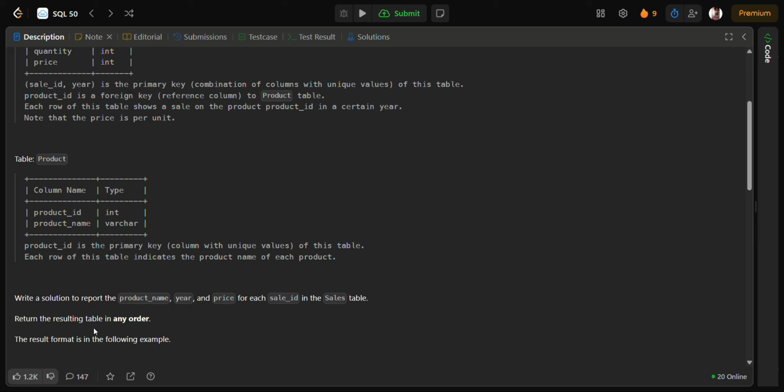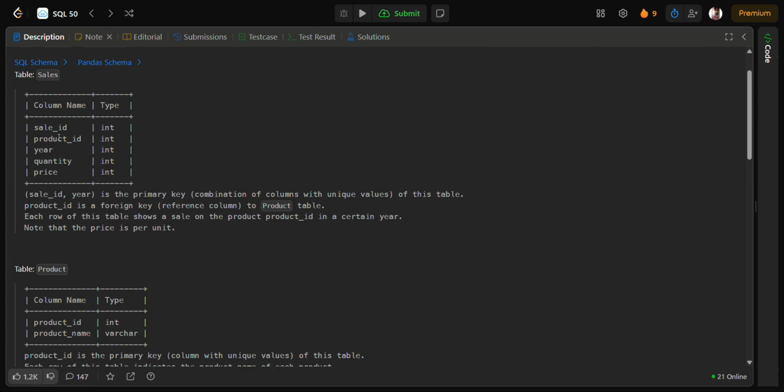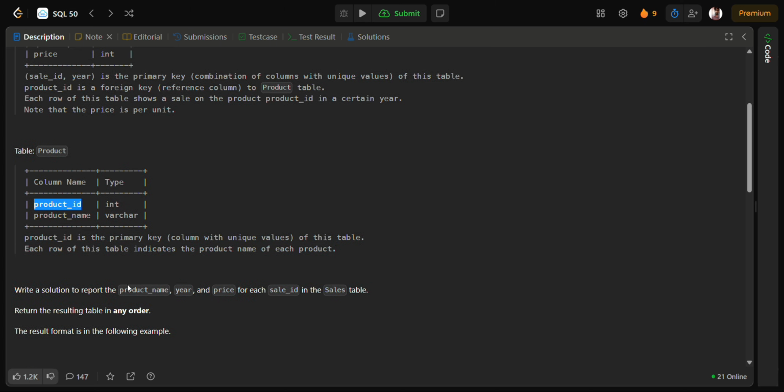In simple terms, we need to connect the product name from the product details table to each sale in the sales table and present the information with the product name, year of sale, and price. Let's now understand this problem through a descriptive example.